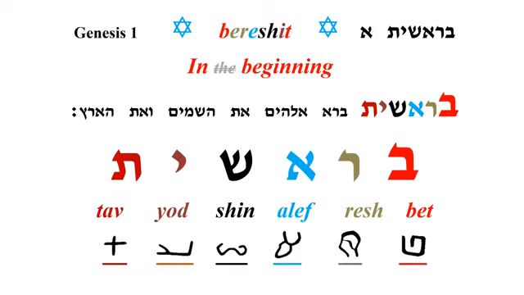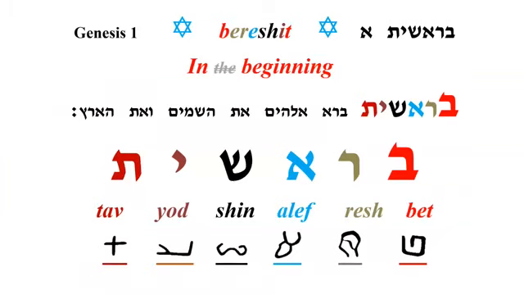When a word begins with a bait, the bait represents the word in. And so Bereshit is actually saying ba, Reshit. Ba is in, Reshit is first fruits, beginning. It's the head, the first, the top. Okay? So in the beginning, in first fruits. That's the first word of the Bible, what it's referring to.